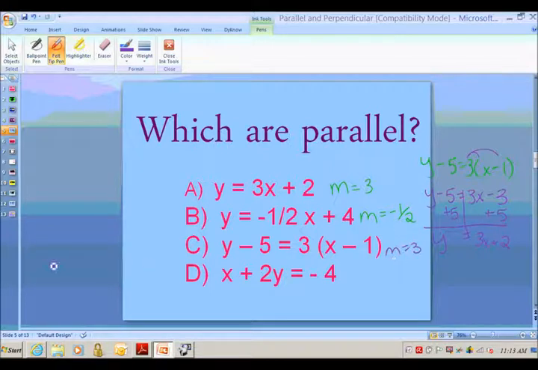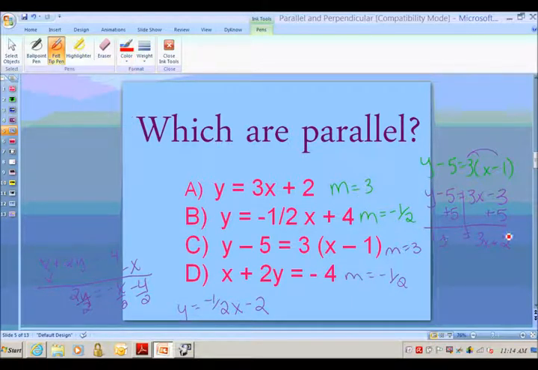And on this last one I have x plus 2y equals negative 4. I need to subtract x from both sides. So 2y equals negative x minus 4, and then divide by 2. So I have y equals negative 1/2 x minus 2. So my slope is negative 1/2. Now when I'm looking at this, A and C have the same slope.